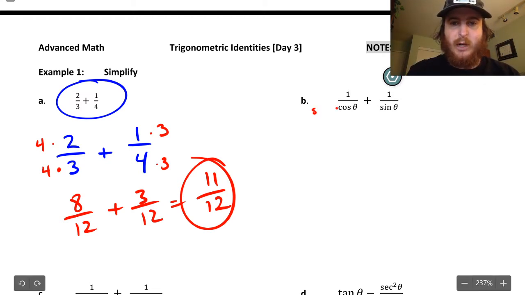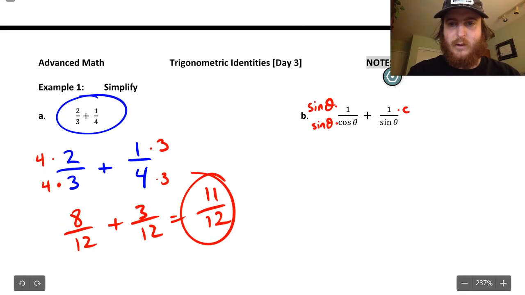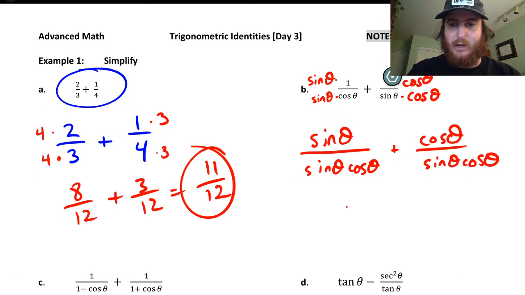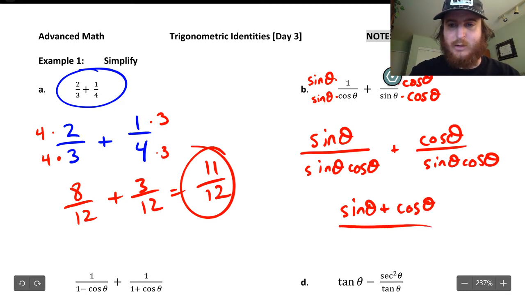So in this case, I'm going to do times sine theta and times sine theta. And on my right side, we'll do times cosine theta and times cosine theta. And so that gives us in the numerator sine theta over sine theta cosine theta plus cosine theta over sine theta cosine theta. And then from there we just have sine theta plus cosine theta. When you add those, nothing happens. It's just sine theta plus cosine theta divided by sine theta cosine theta.